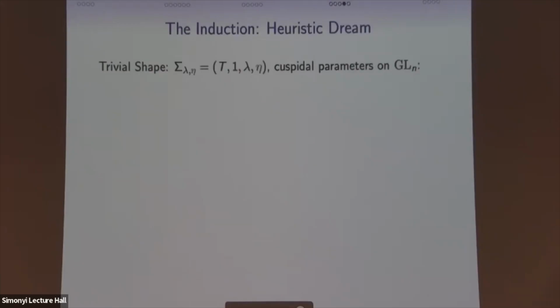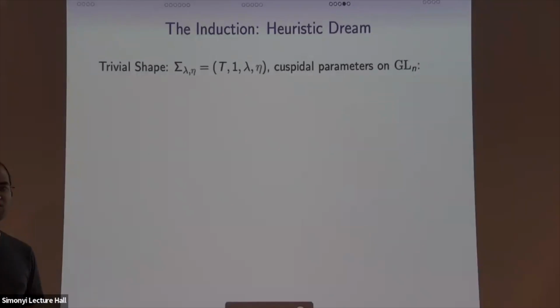Okay, so I'm not going to explain how the induction fully works. I'm going to first talk about a heuristic dream of how we want the induction to work. First of all, we're going to isolate a very special shape. We're going to call it the trivial shape of rank T. What this is: you fix an infinitesimal character.